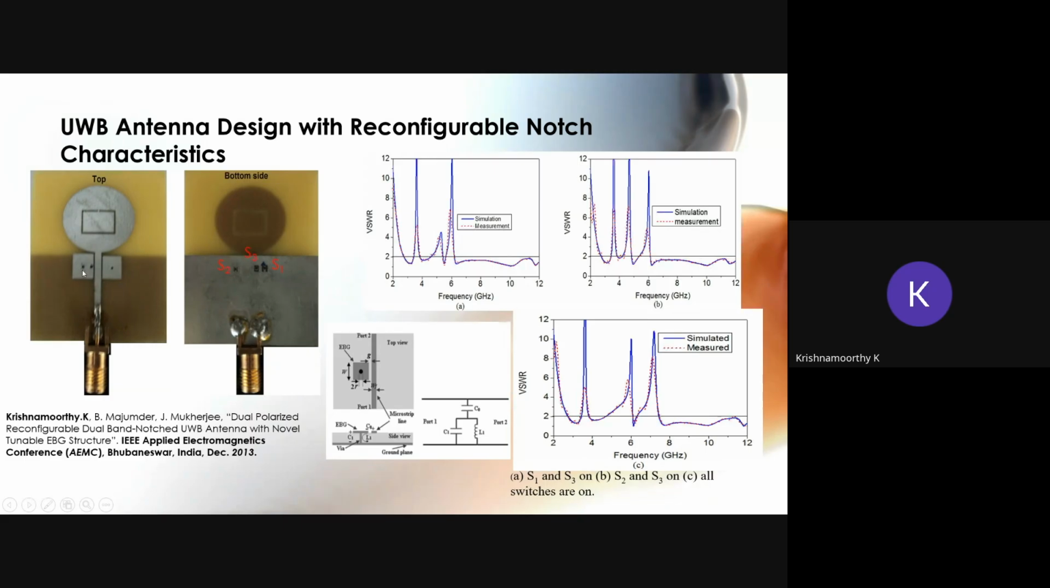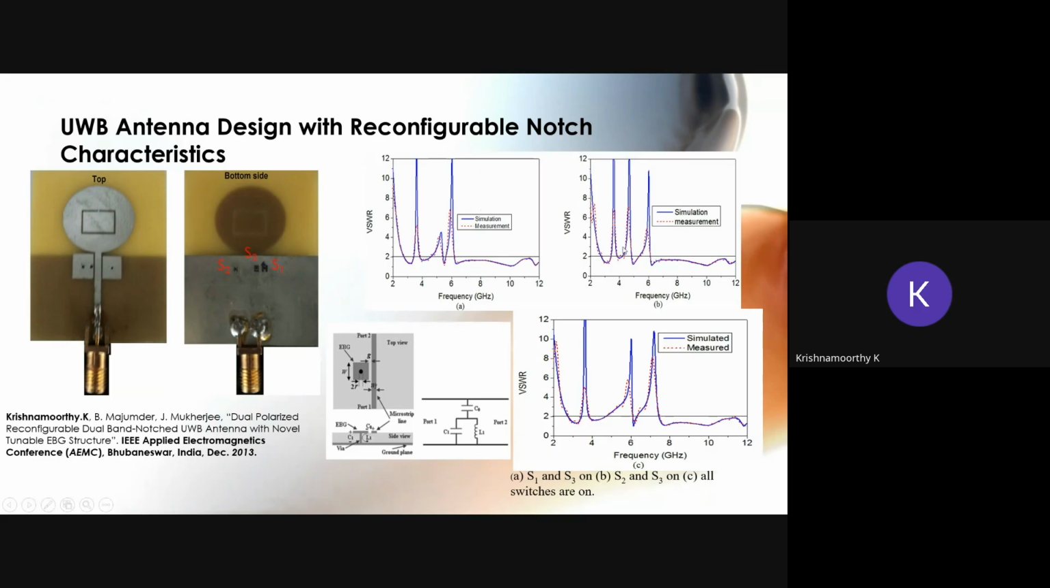Here, two vias are there in a particular mushroom structure, the edge via and the center via. Whenever the edge via is there, this electromagnetic band gap structure produces a band gap at a particular frequency. Whenever the center via is there, we shift the band gap frequencies. Using these characteristics, we can get the band notch characteristics in the UWB antenna.